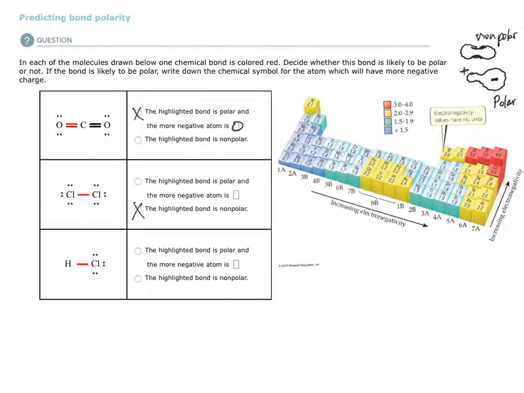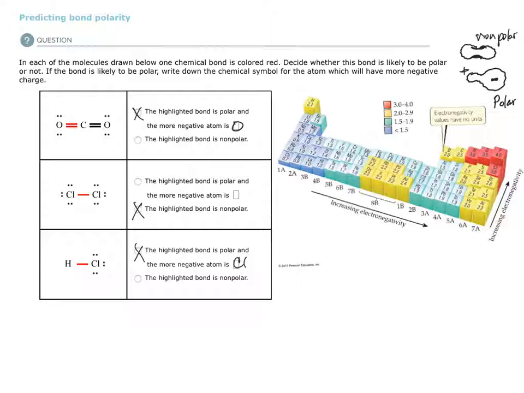What about hydrogen and chlorine? If you come over to hydrogen, it's 2.1, and the chlorine way over here is 3. So 3 minus 2.1 is 0.9. So 0.9 is going to be more than 0.5, so that's going to be polar. And which one is more electronegative? Obviously the chlorine, it's on the right, and the other one's on the left.